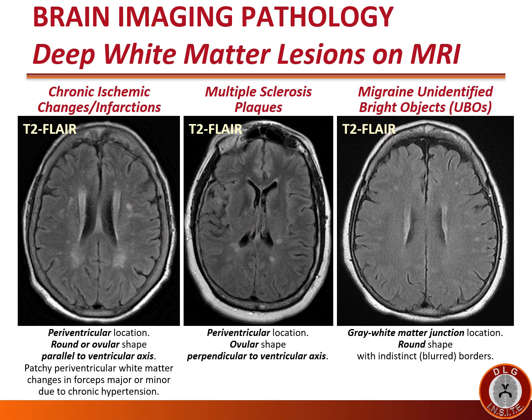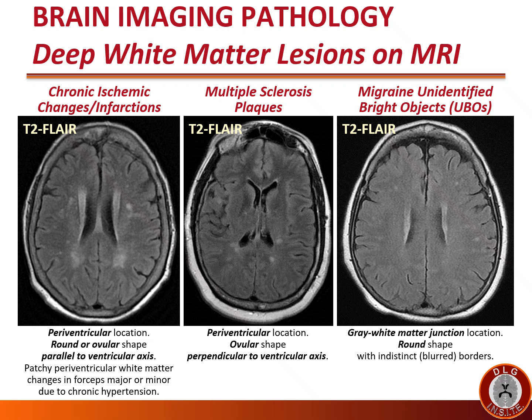One of the issues that commonly confounds even radiologists is differentiating different types of deep white matter lesions on MRI. This slide shows 3 different T2 FLAIR images from 3 different patients. On the far left, we see chronic ischemic changes showing up as white matter hyperintensities. Notice that the smaller lesions are periventricular, near the ventricles, but they're round or ovular in shape with the axis parallel to the ventricular axis.